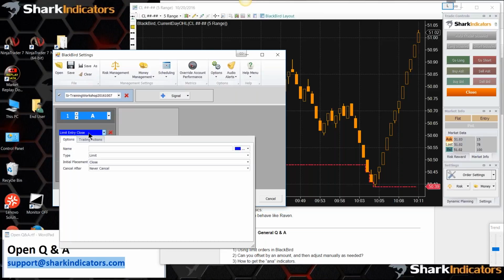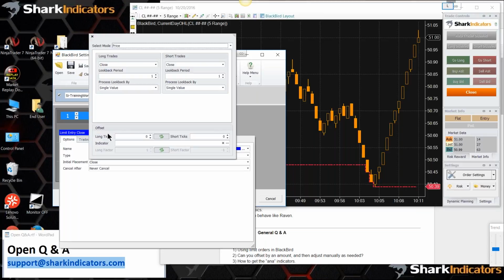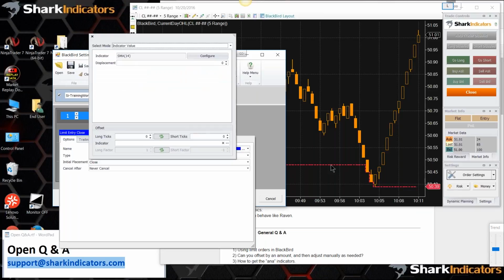And now we need to go into here and set up our initial placement. Right now it just defaults to the closing price of the bar. But instead of using price, we want to use an indicator value, because we're using the current day open high low indicator plot there to set that.